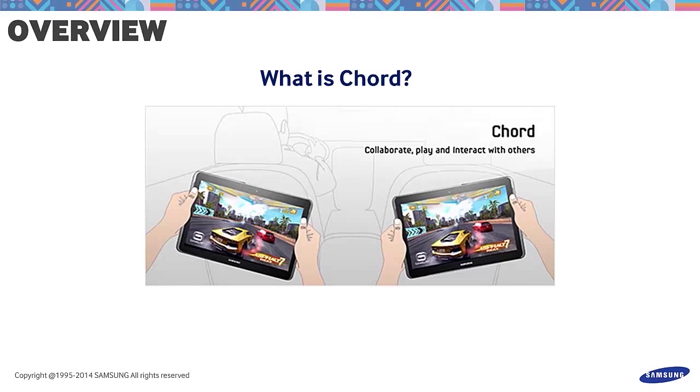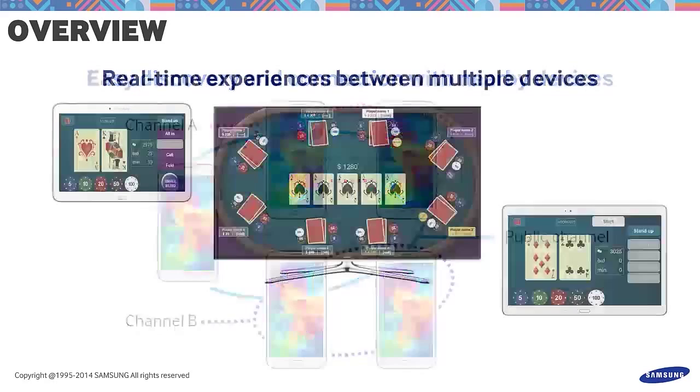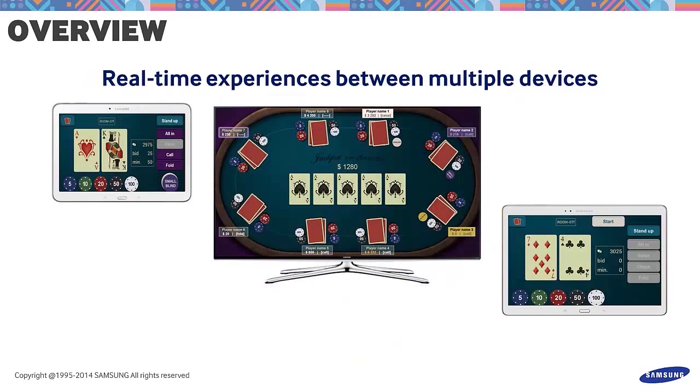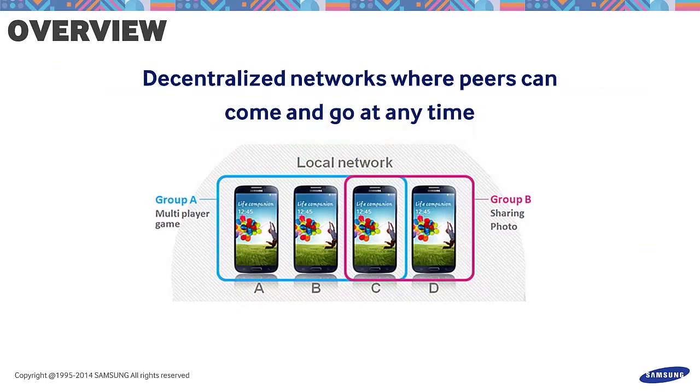To say it simply, Chord enables easy discovery and connection with nearby devices, real-time experiences between multiple devices, fast peer-to-peer connection without the need of a server, and a decentralized network where peers can come and go at any time.